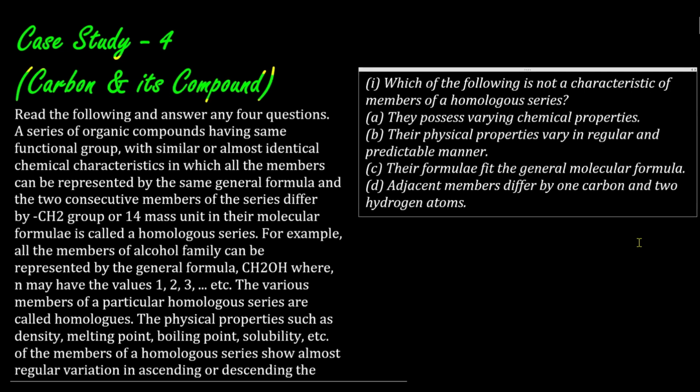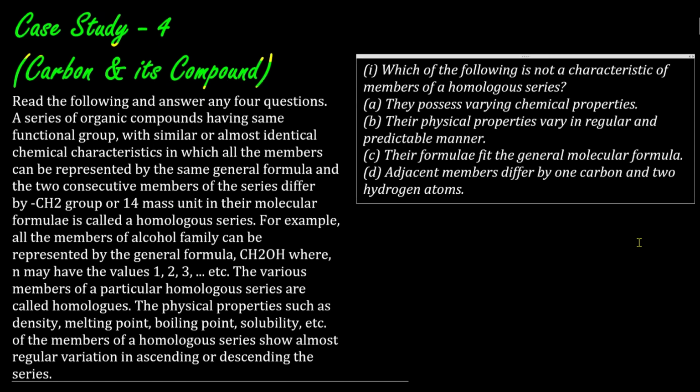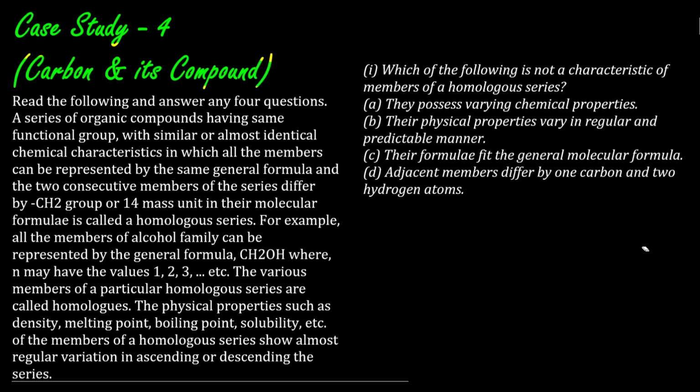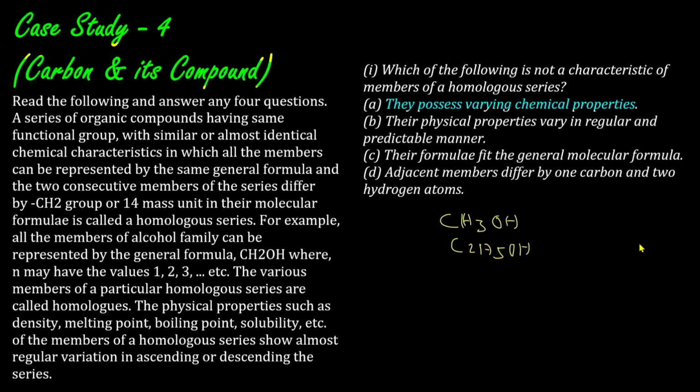Okay, what's the question here? It says, which of the following is not the characteristic of a homologous series? So first of all, the first option is that a homologous series varies in chemical properties. That's wrong. Let me give you an example. Let's say I take an example of a homologous series, say I take alcohol, methanol. So it is CH3OH, C2H5OH, and C3H7OH, and so on, you can see.